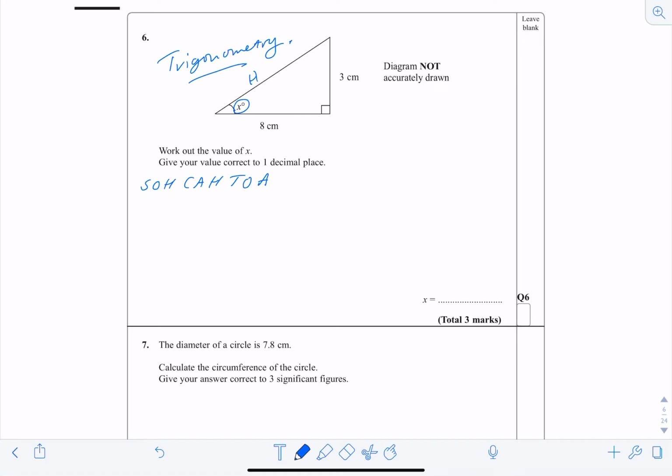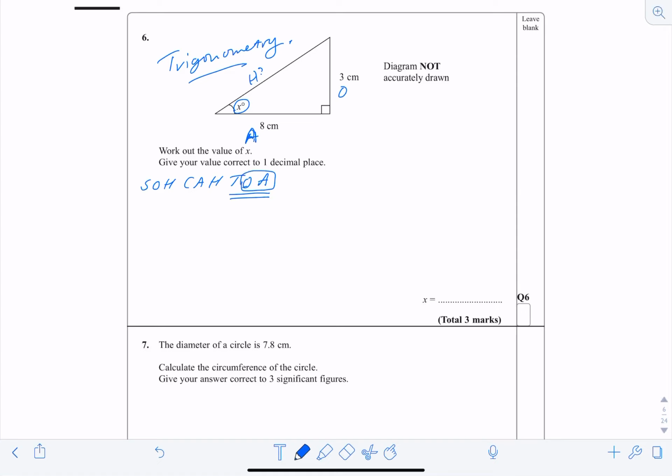I'm going to label my adjacent, the one next to the angle, the other one next to the angle. That's that one there, A. And O for other or opposite. So which things do I have? What am I going to use? Well, I don't know what H is, but I do have O and A. So I'm going to use TOA because I've got the O and the A.